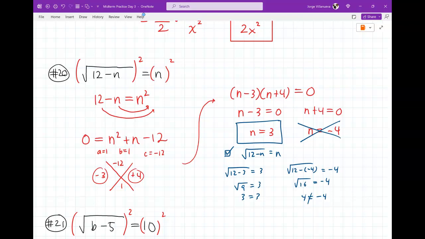If I would have moved n squared to the left, then it would be a negative n squared minus n plus 12, and you'd have to factor out the negative first. Because remember, it can't be negative in the front when you start factoring. So you have to factor the negative out first, and then you got to do it. It can create a bit of a mess.